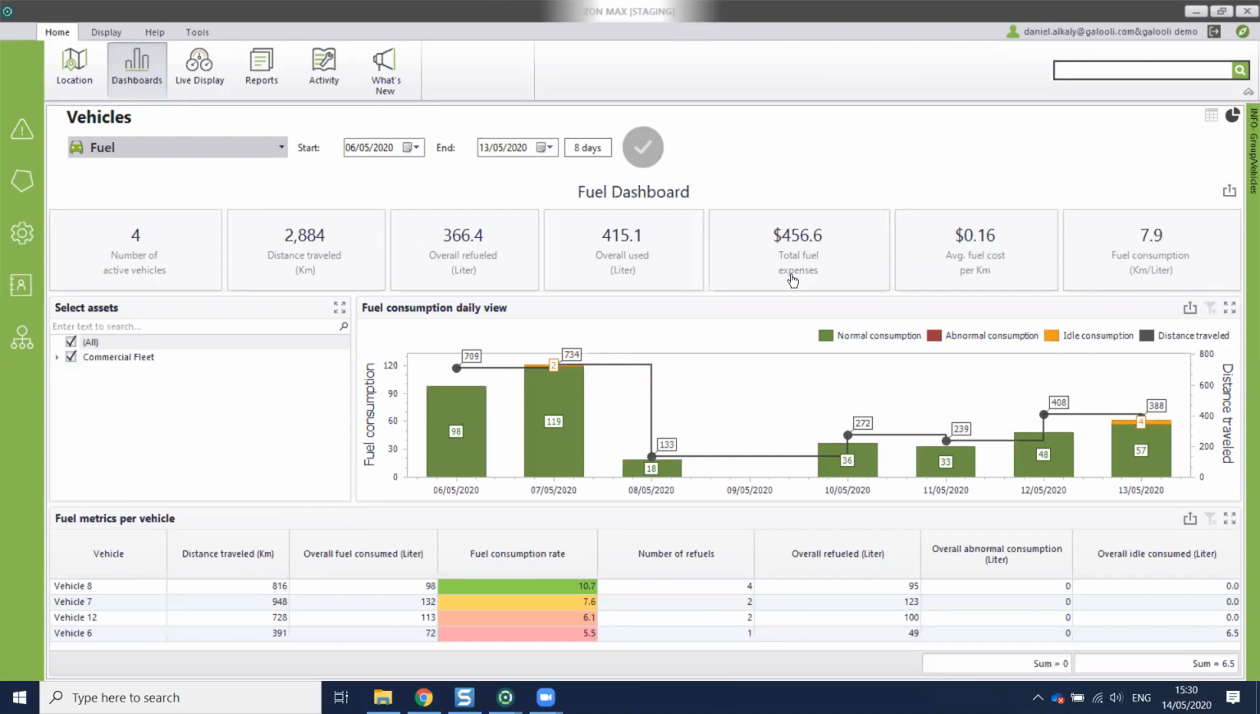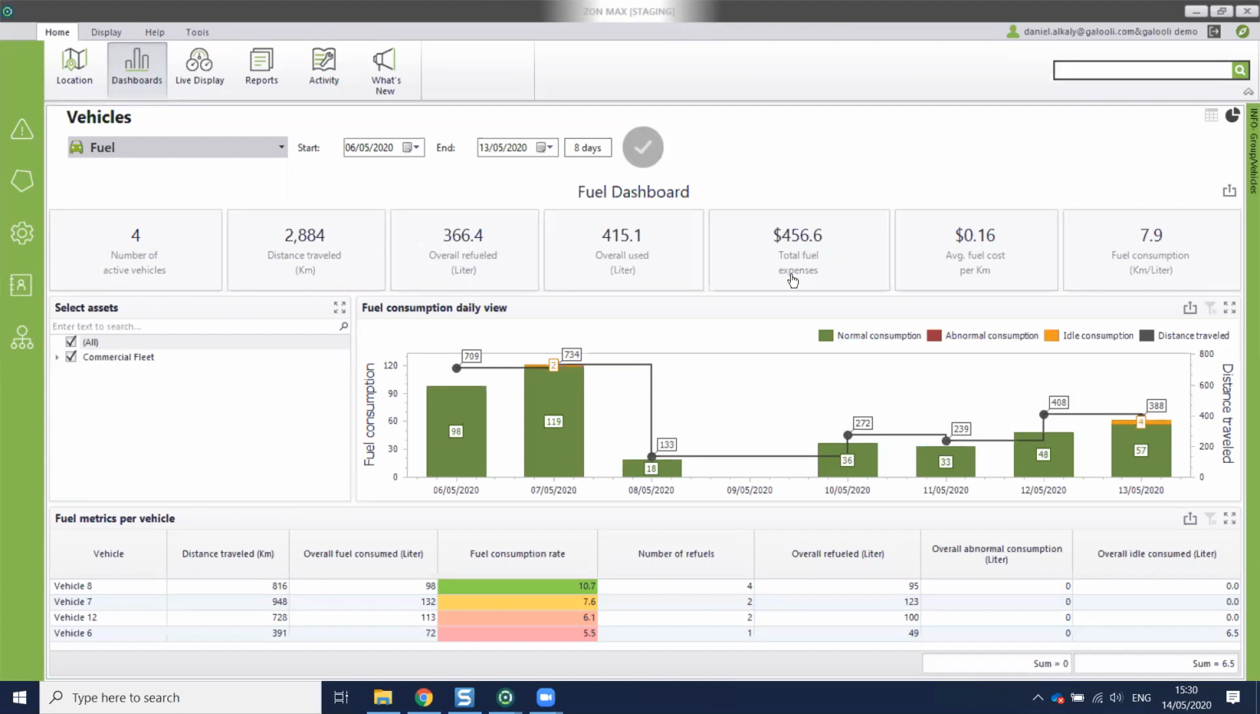Will the fuel abnormal also show those that come with main battery disconnects on the dashboard? I'm not sure I understand the question. I'm not sure I understand the connection, so if you could perhaps explain what you're referring to.